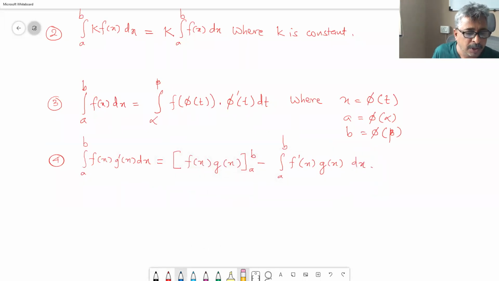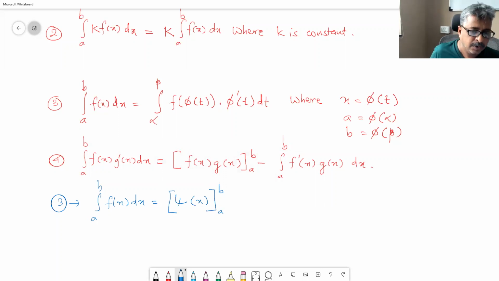Forget about 4. Let us write down 3. Integral a to b f of x dx is equal to psi of x evaluated from a to b, as psi dash of x is equal to f of x, which is equal to psi of b minus psi of a.